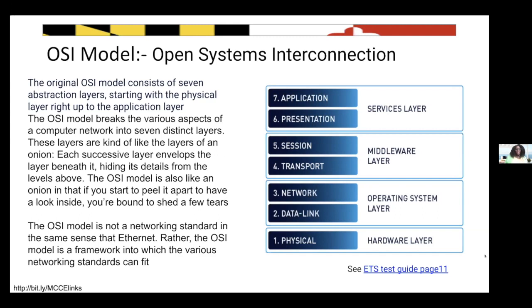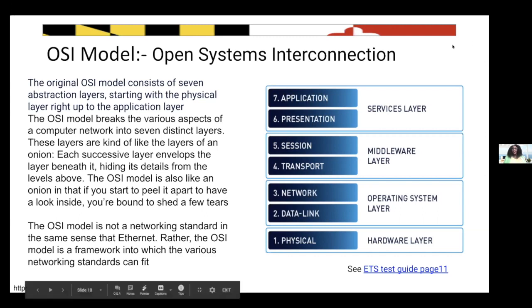I'm a software engineer, so I'm more focused on the software part of it. I don't do computer engineering, so I don't deal with the physical part of the computer. And the OSI model is not a networking standard in the same way that Ethernet or TCP/IP is, which we'll look at later. Rather, the OSI is a model framework in which the various networks are connected and they interact. So that's what the OSI is. A lot of information to read and take in.